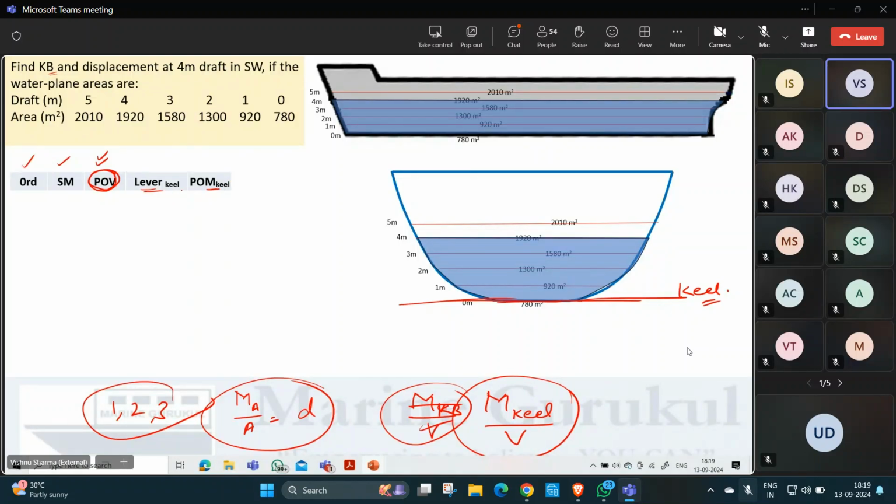Can you now please write down the ordinates in the preferred order, complete the table, and get these values? I will show you the in-between table later on once you complete. I have given you a check. SOP volume I have given and SOP moment about keel I have given you. And here, whatever doubts you'll have, I'll answer that.